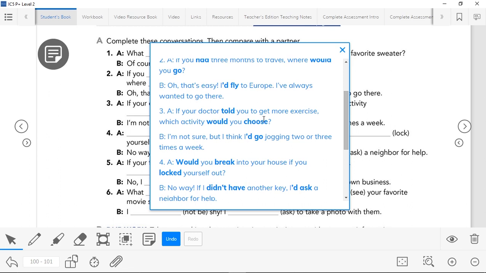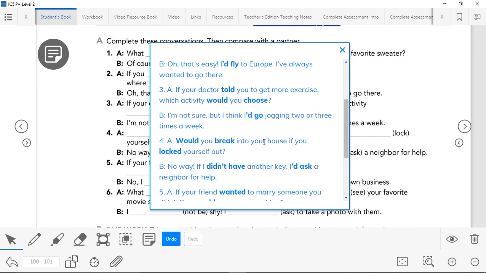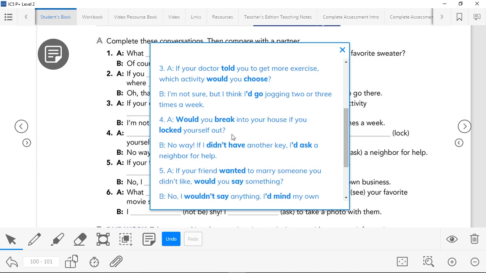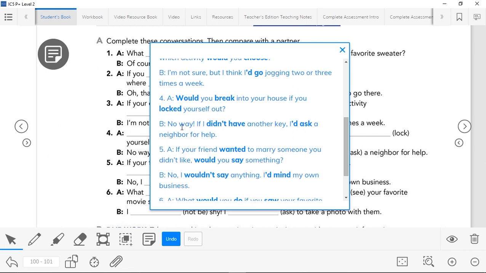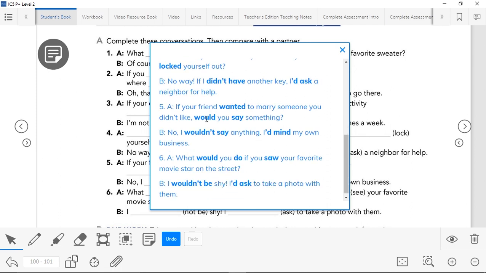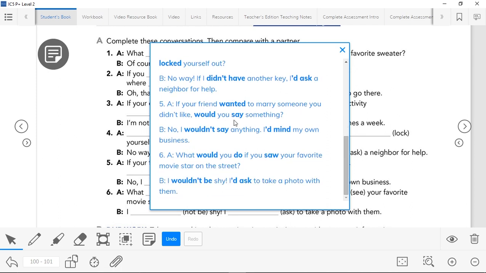If your doctor told you to get more exercise, which activity would you choose? I'm not sure, but I think I'd go jogging 2 or 3 times a week. Would you break into your house if you locked yourself out? No way. If I didn't have another key, I'd ask a neighbor for help. If your friend wanted to marry someone you didn't like, would you say something? No, I wouldn't say anything. I'd mind my own business. Be like this, people. Always be like this. What would you do if you saw your favorite movie star on the street? I wouldn't be shy. I'd ask to take a photo with them. Me too. Okay, very good.